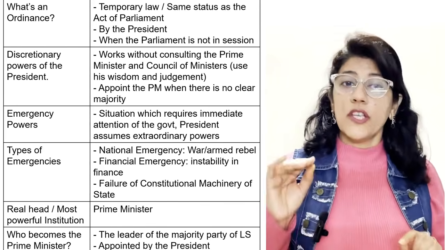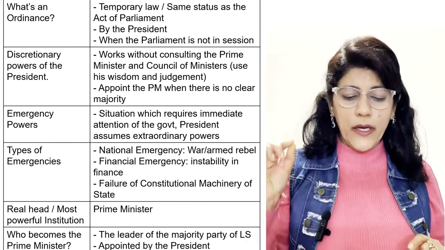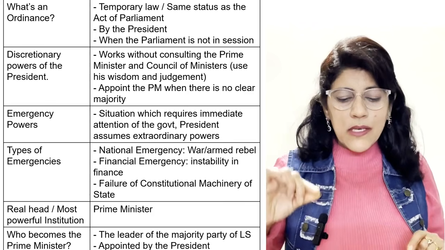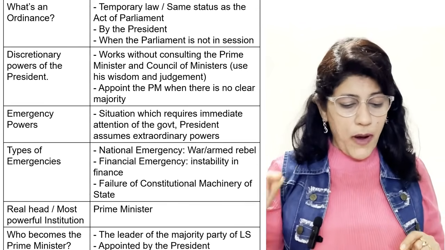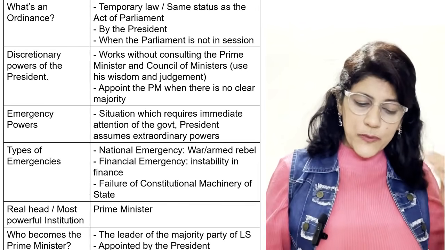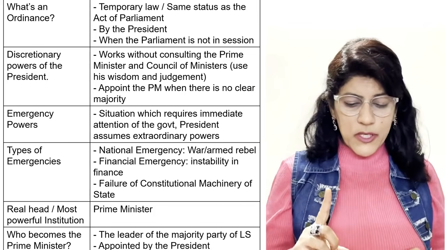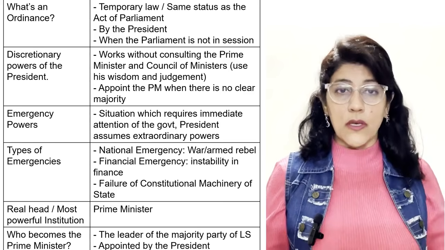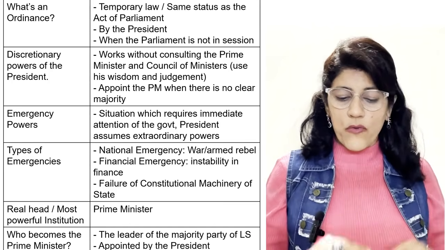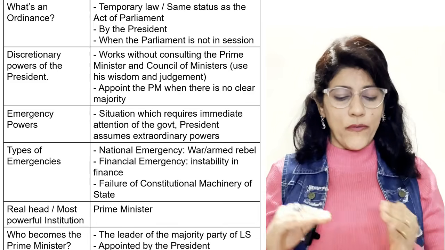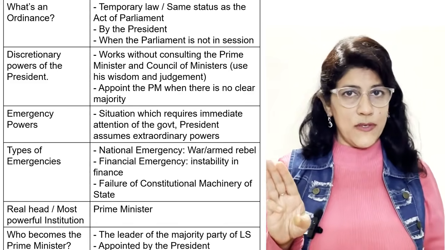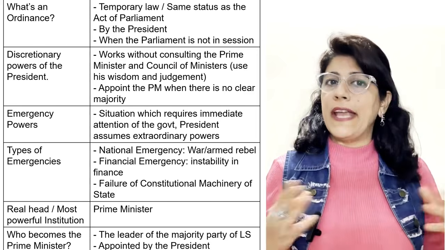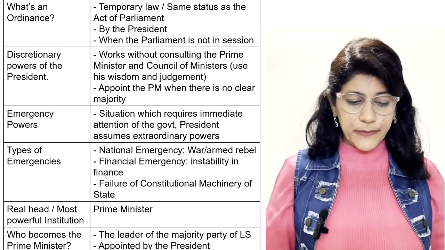Emergency powers: situations which require immediate attention of the government. At this time, the President assumes extraordinary powers. Next is types of emergencies. National emergency: war or armed rebellion. Financial emergency: instability in finance. And failure of constitutional machinery of the state. These are the three types of emergency. However, emergencies were covered in last year's paper, so they may not be asked in full detail.